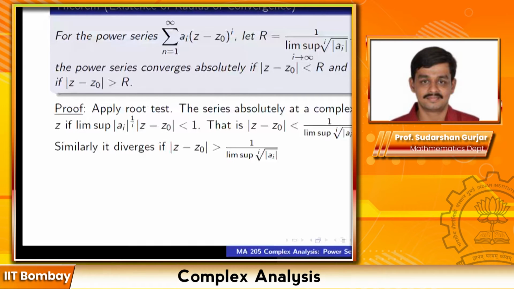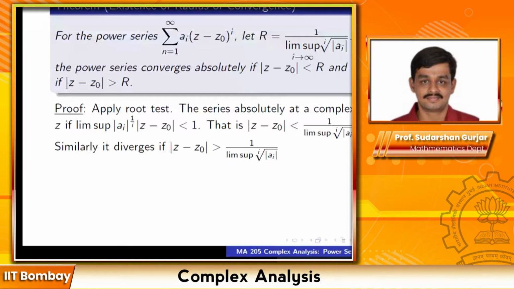So if you apply the root test, what does the root test say? The series converges absolutely at a complex number z if lim sup of the ith root of a_i (z minus z naught)^i, right? But what is the ith root of a_i (z minus z naught)^i? It is the ith root of mod a_i into modulus of z minus z naught. So this should be less than 1. This was the root test. Yes, just direct application of the root test.